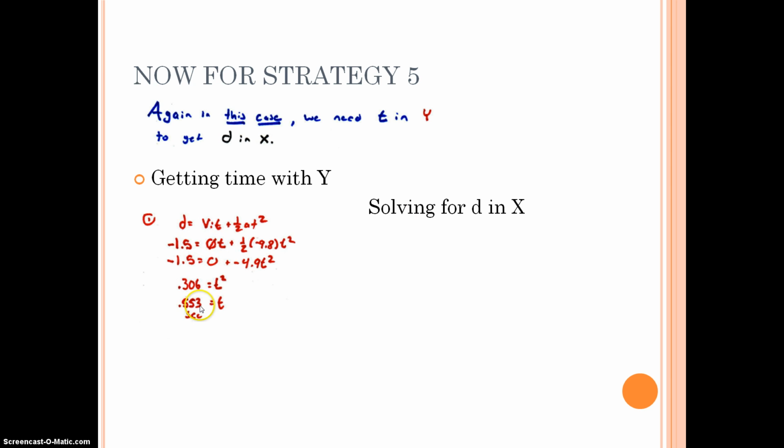Here's my work. You can see how I got 0.553 for time. Negative 1.5 divided by negative 4.9. And in the X direction, I use the same equation again because I have the same tables as last time. And you're going to see how I get 1.1 meters.